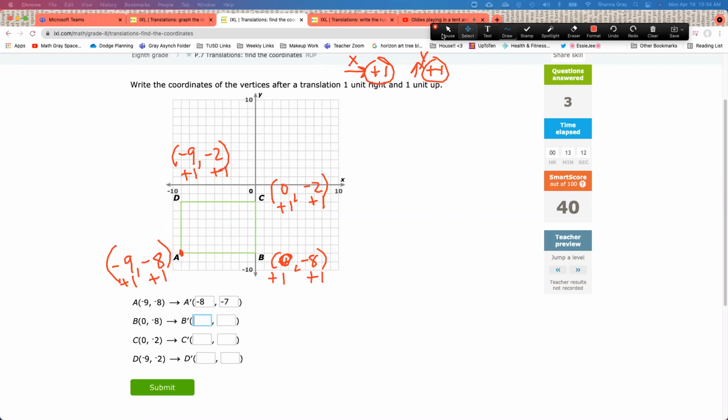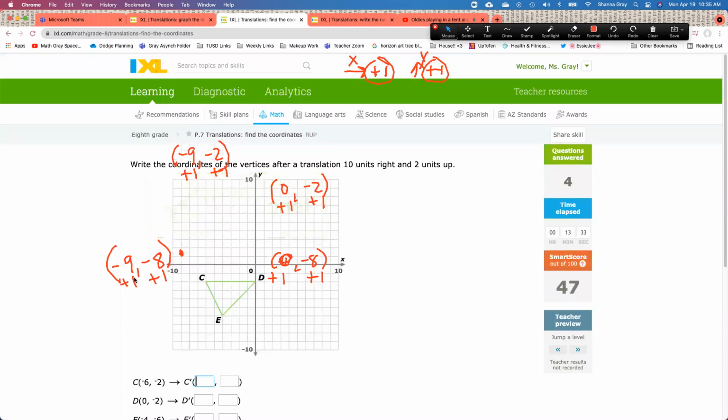So if I go through and then refill all that in by adding 1 to each one, B was 1, -7. C is at 1, -1. And then D would be at -8, -1. Nice job. So you can look at it visually, or you could also look at it mathematically if that helps.